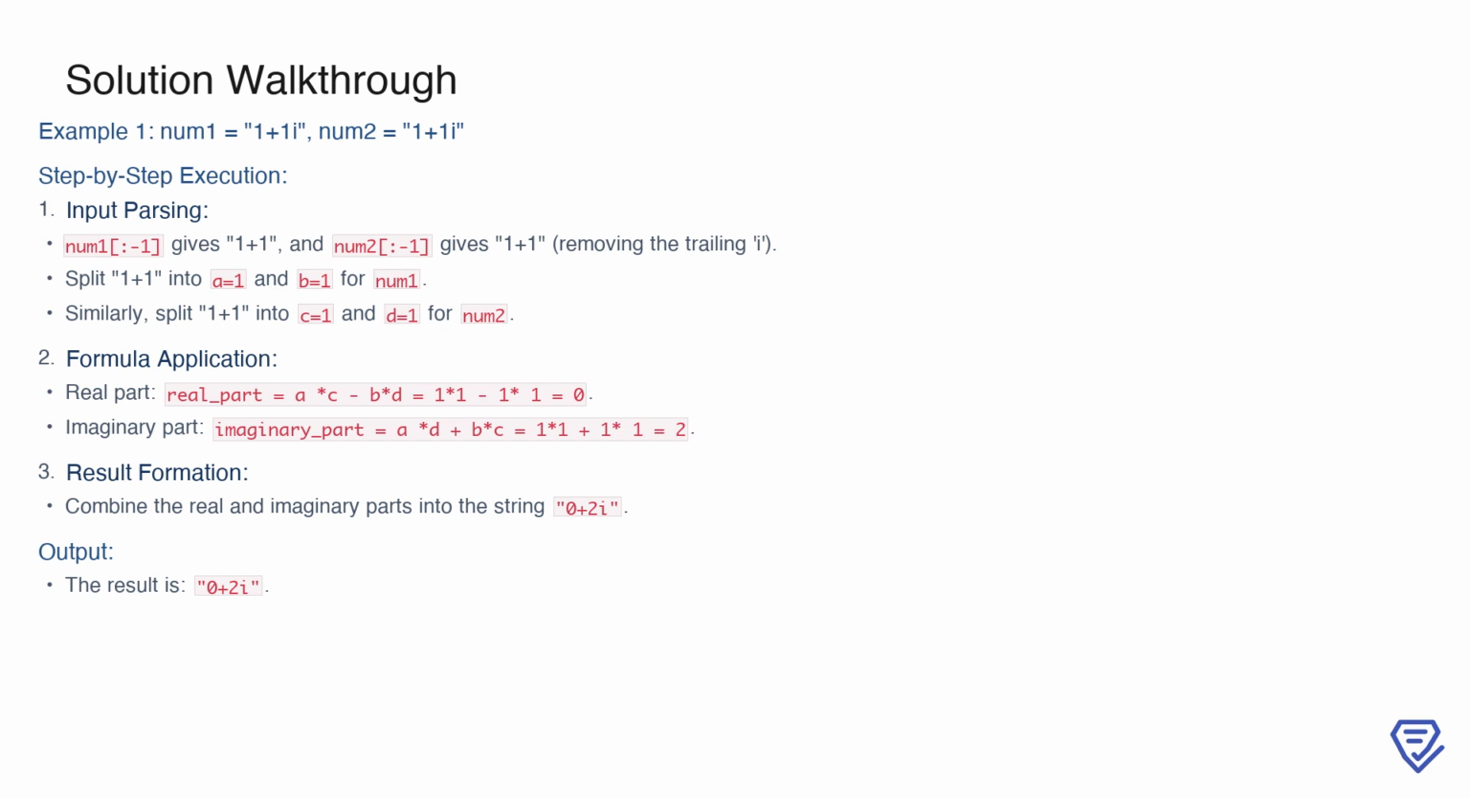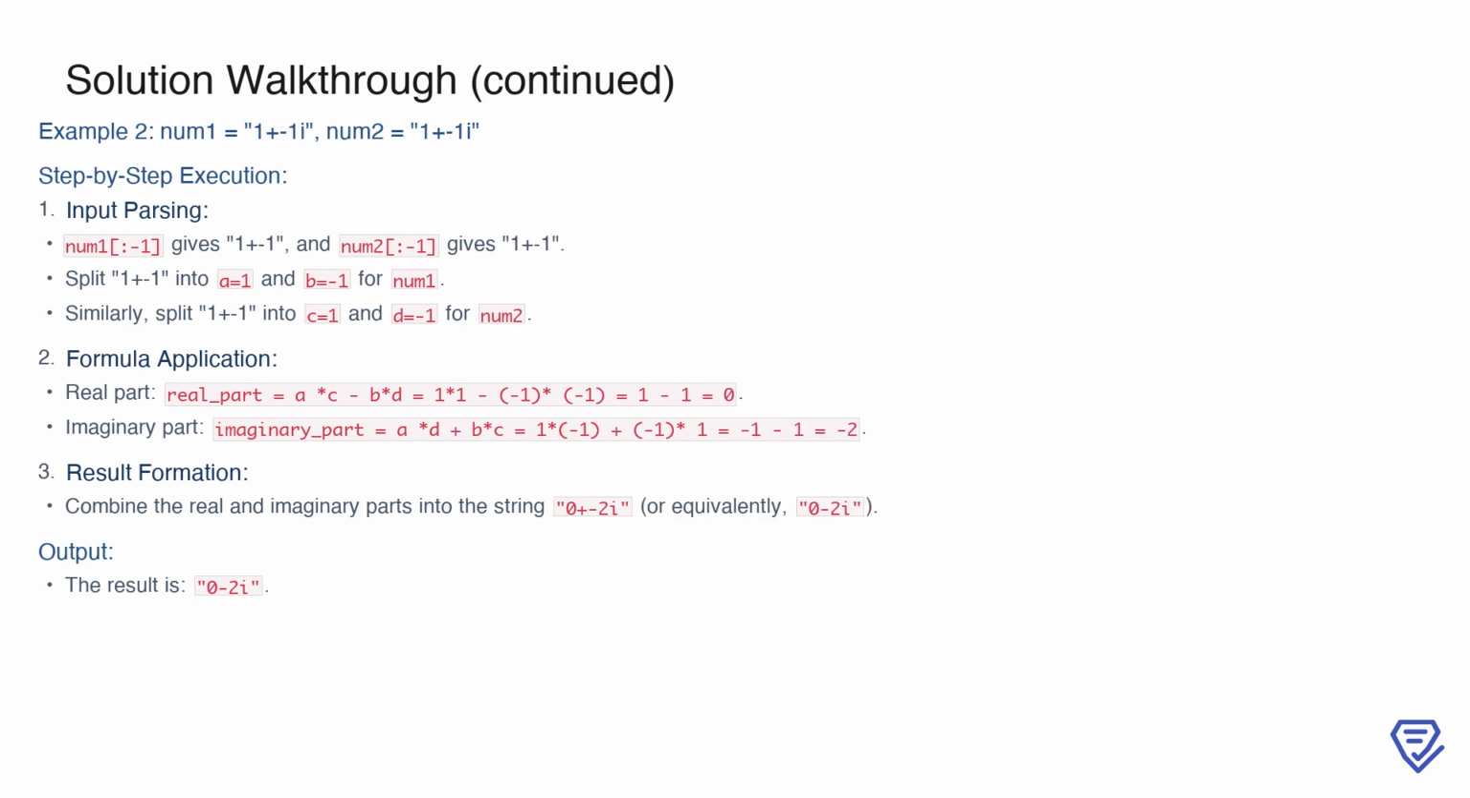The real part is calculated as the product of the real parts minus the product of the imaginary parts, 1 times 1 minus 1 times 1, which gives us 0. For the imaginary part, we calculate the sum of the cross products, 1 times 1 plus 1 times 1, which results in 2. Finally, we combine these components into the string 0 plus 2i, which is our result for this example.